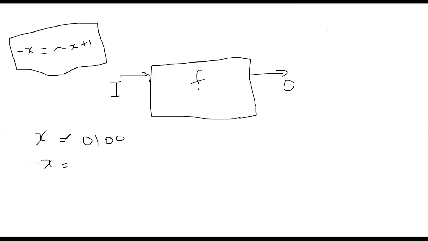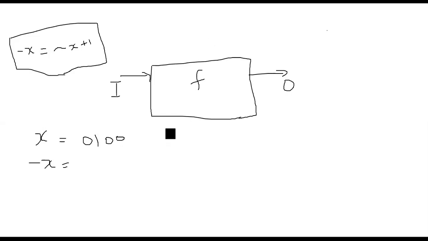So if you apply that to this x, what will be the complement of x? The complement of x is 1, 0, 1, 1, right? And if I add 1 to it, it will become... Okay, one moment. I think I made a mistake here. So what is minus x? Minus x is basically the complement of x. Let me just clear this a little bit. Erase this.